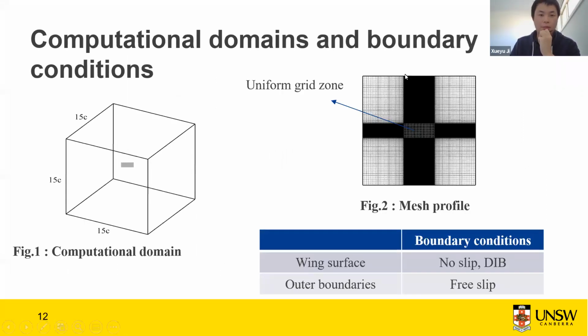And here I show you the computational domain and boundary conditions. Because this case is hovering, we use a cubic computational domain, and the length of the cube is 15c. In the second picture, I show you the mesh profile. You can see that we create a small region to enclose the wing to ensure that the near wall vortical structures can be accurately resolved. For the outer region, we use a stretched mesh. For the boundary conditions, at the outer boundary we use the free slip boundary condition. At the wing surface, we use the no slip boundary condition achieved by the DIB.